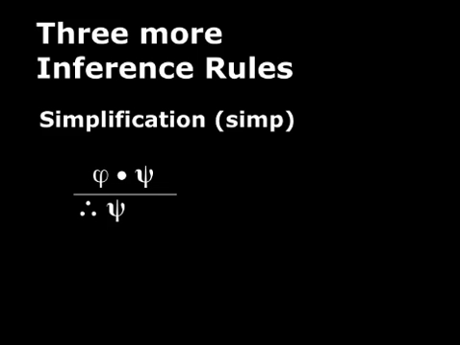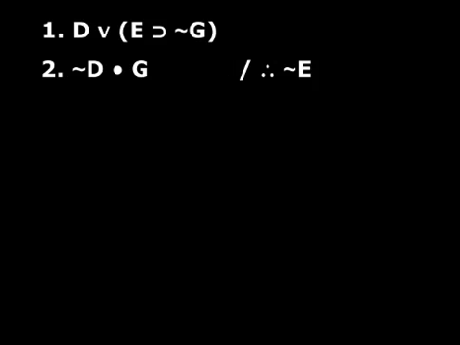The last of the three we're going to introduce now is simplification. And this is actually simple, as the rule indicates. If you have a conjunction, then you can write either conjunct by itself on a new line. Okay, in this case I wrote the second conjunct, but you could also simplify the first conjunct. All right, let's see some examples.